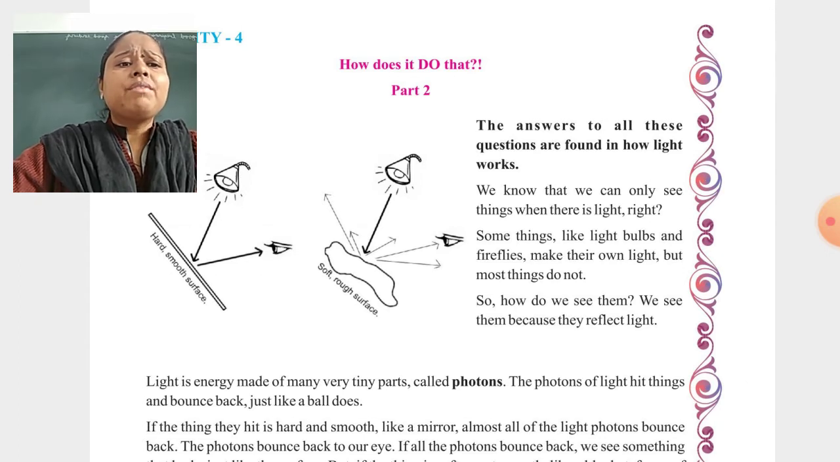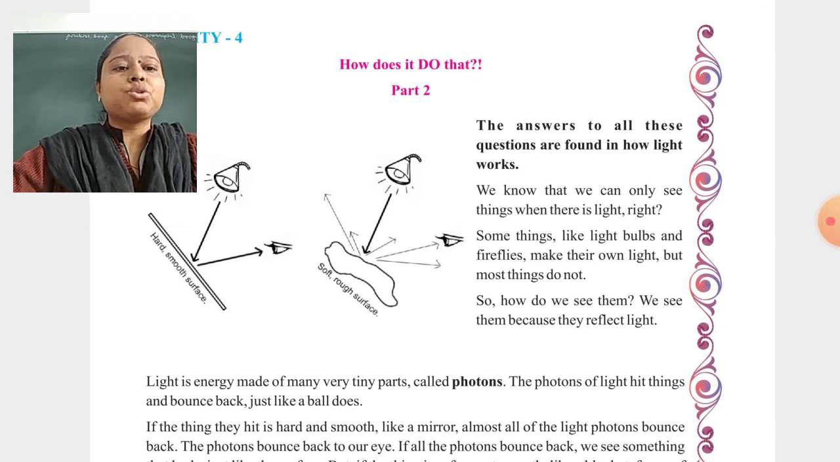We know that we can only see things when there is light, right? Do you know, students, that in the daytime we are able to see things, and at night, when there is darkness and no electricity, we are not able to see things. Suppose in our house, whatever things are there, table, chair or anything else, we are able to see them only when there is light.